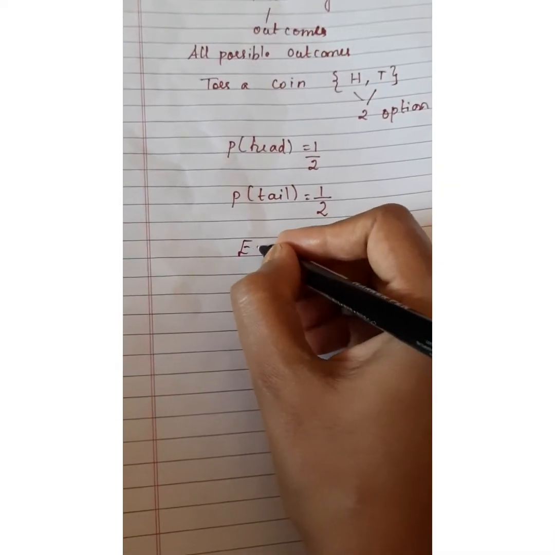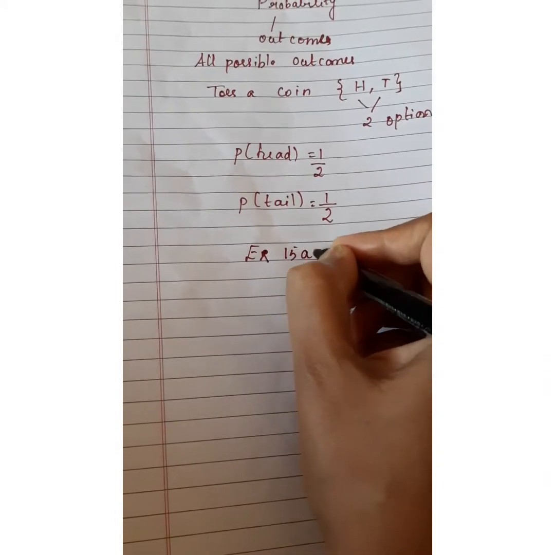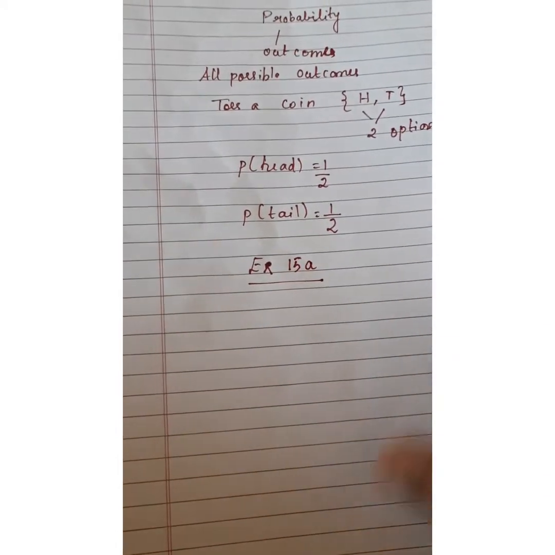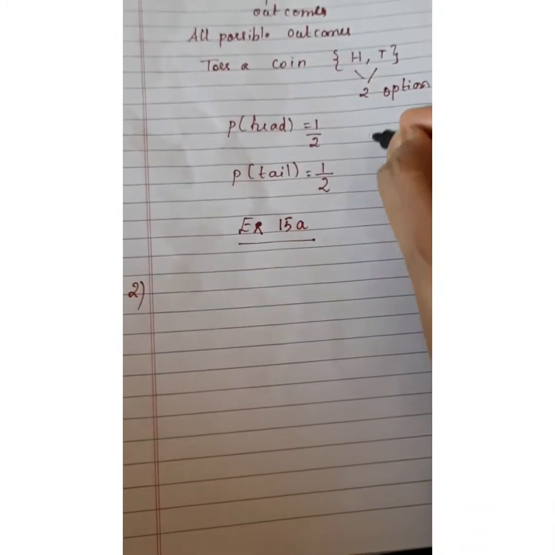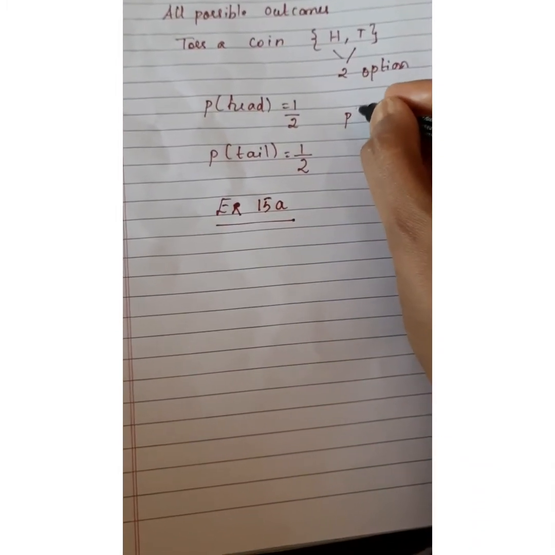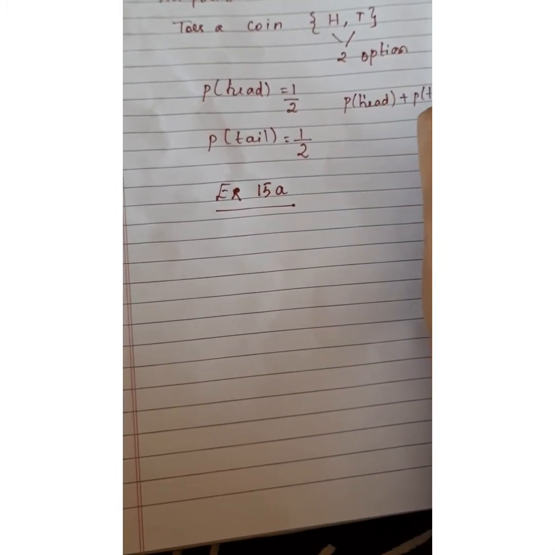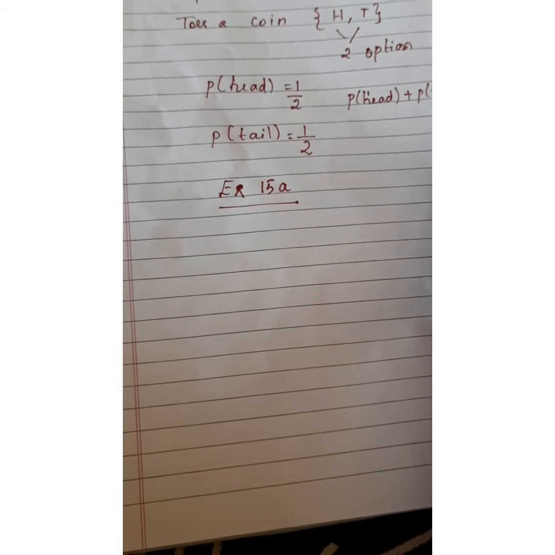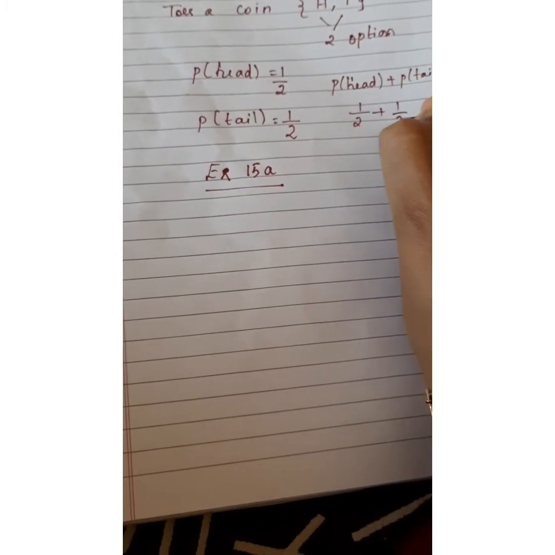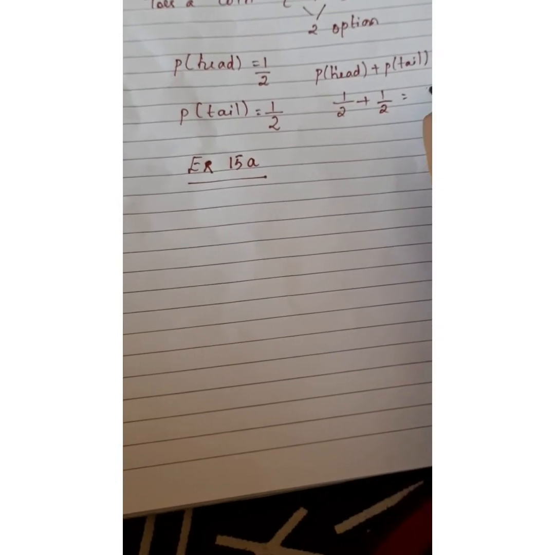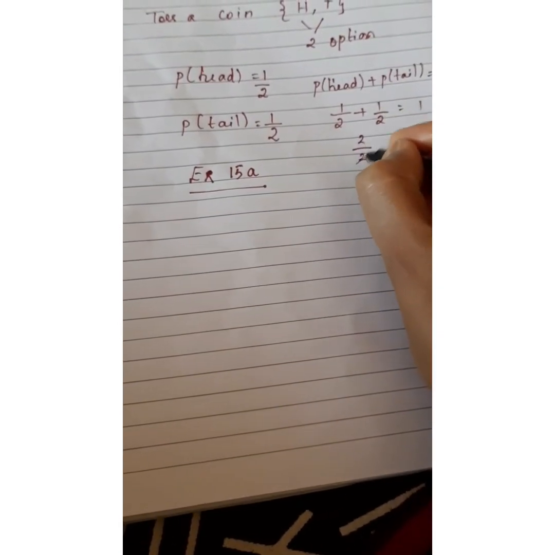Let's get into exercise 15a. So before that, we can look into one more option, that is probability of head. All the possible probabilities add up to 1 as a basic rule of probability. So probability of head plus probability of tail is 1. So 1 by 2 plus 1 by 2 is 2 by 2.